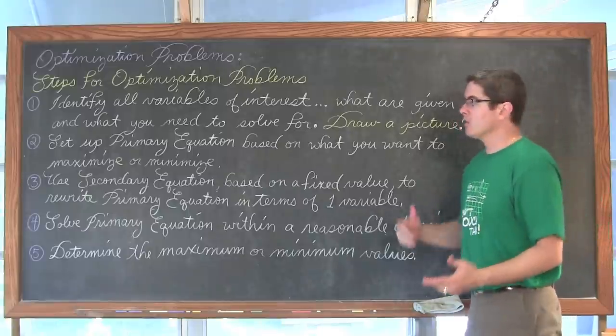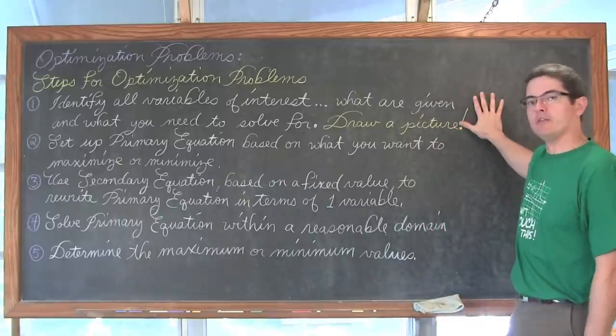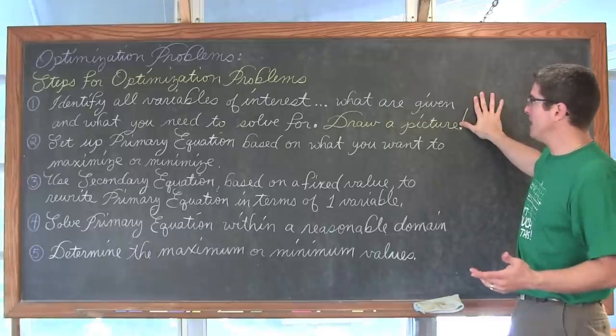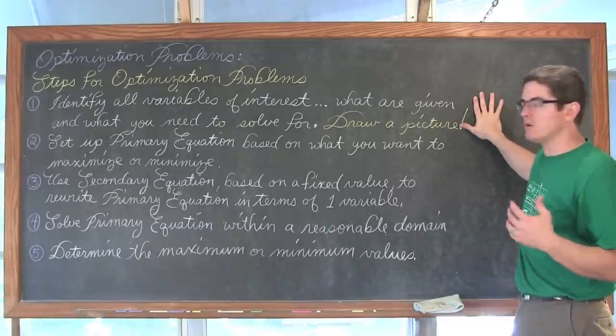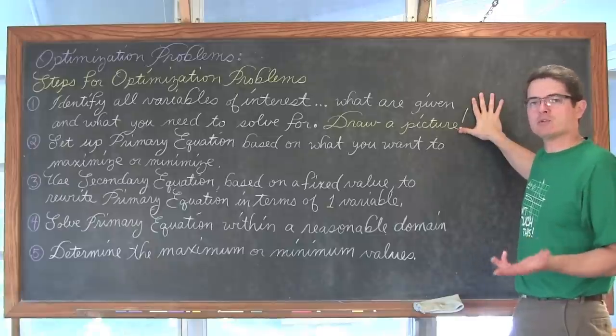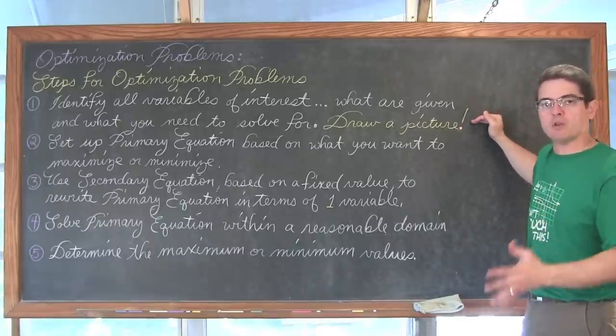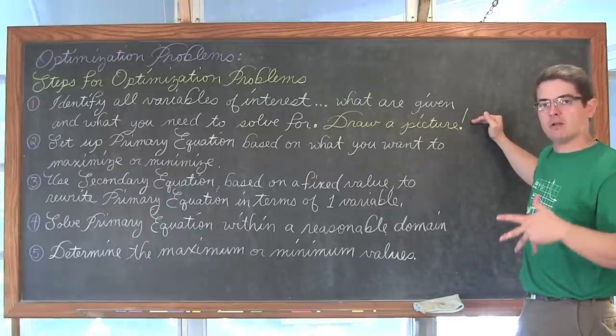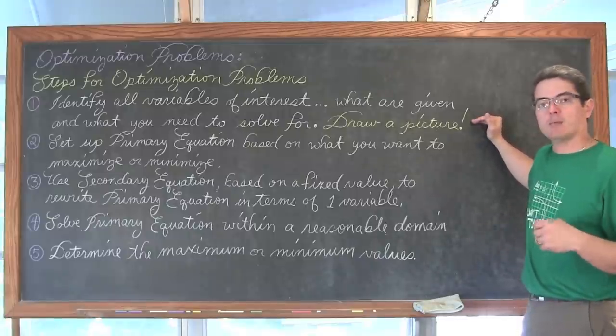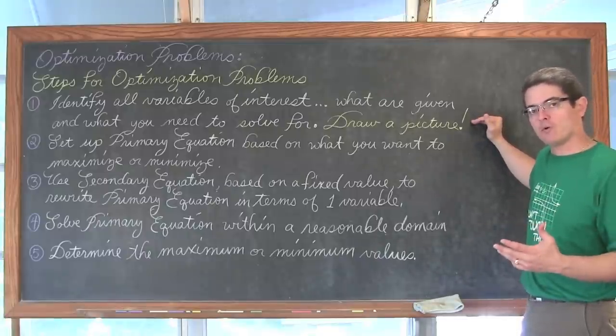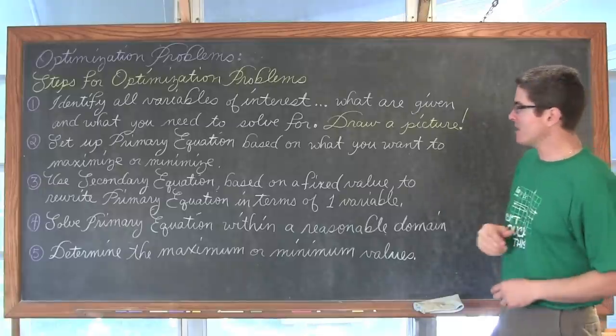To do that, we're going to walk through these steps. We're going to identify all the variables of interest. What's been given? What ultimately are you trying to solve for? And these are geometry questions, so draw yourself a picture. It's going to help you understand where the numbers belong, what they represent. It's going to help you come up with a reasonable domain for your question. And you'll understand what I'm talking about here in a second.